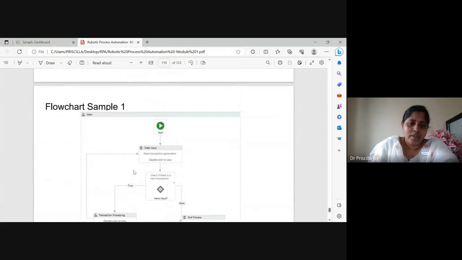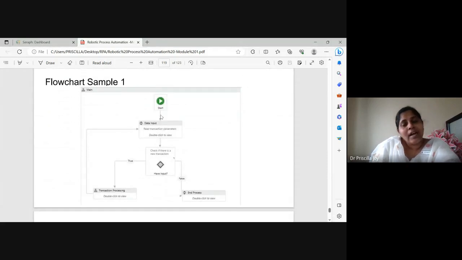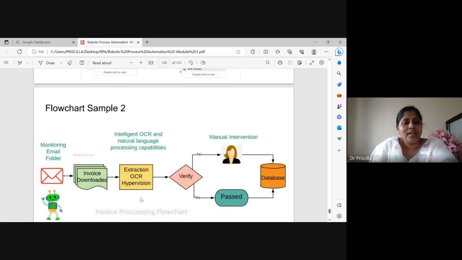So for example, they have given here start, data input, where we'll be reading the parameters which are there. Then we'll be checking whether we have the input, for which we'll have the decision box. After which we'll make the decision. Based on the decision, at one end we'll be closing the process, and at the other end we'll be making the transaction process.